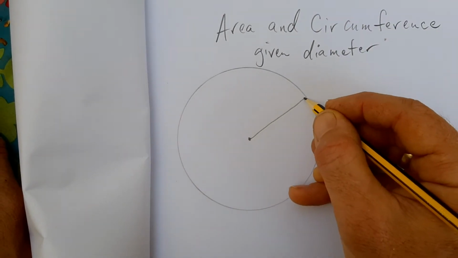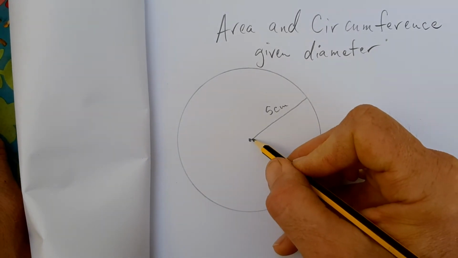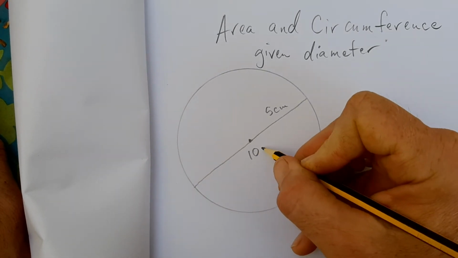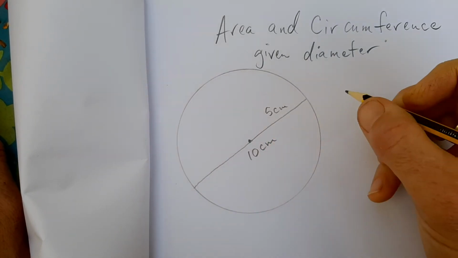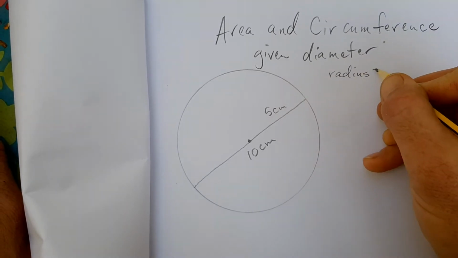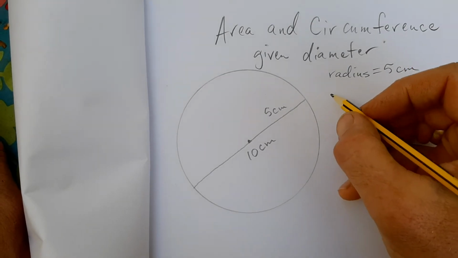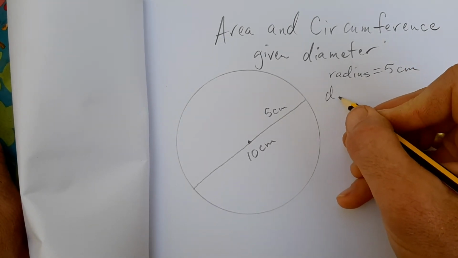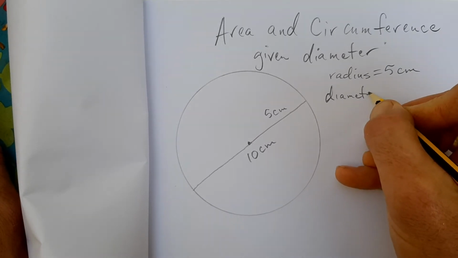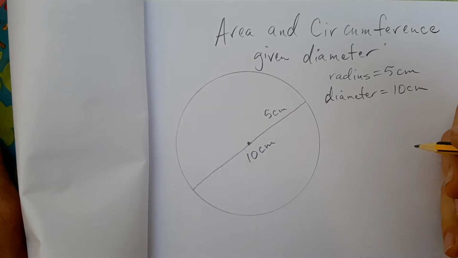And this was 5 centimeters, and so all the way across, this is 10 centimeters. That's the diameter. So I know the radius equals 5 centimeters. You might want to write all this down first while you're solving here. The diameter, I'll just put D for diameter. Diameter equals 10 centimeters. What's the area and what's the circumference?